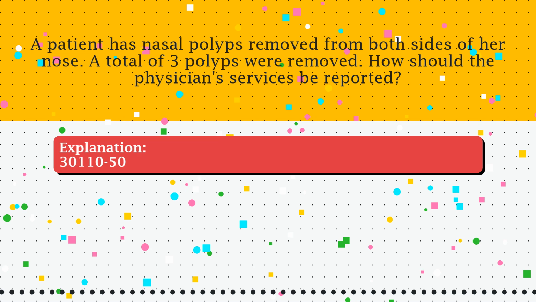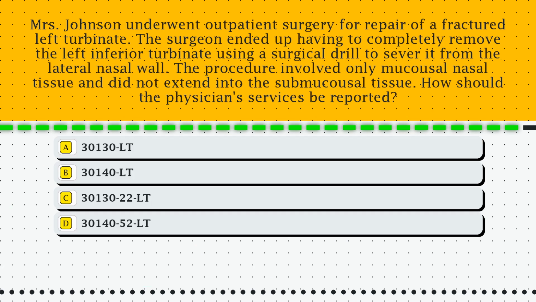Question 57. Mrs. Johnson underwent outpatient surgery for repair of a fractured left turbinate. The surgeon ended up having to completely remove the left inferior turbinate using a surgical drill to sever it from the lateral nasal wall. The procedure involved only mucosal nasal tissue and did not extend into the submucosal tissue. How should the physician's services be reported?